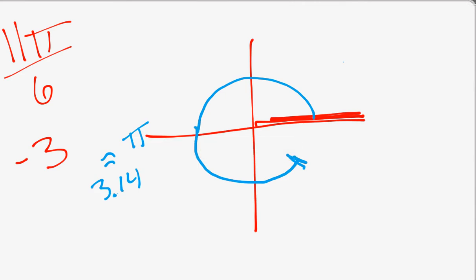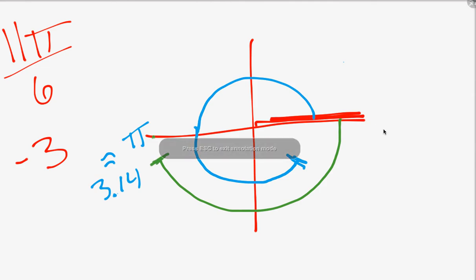So again, if I went clockwise pi radians, I would end up all the way over here. That's pi, right? So that's 3.14. So if I only need to go 3, I don't need to go quite all the way over there. It's going to be close to 3, but it's going to be 0.14 short. So it's just going to be just short of 3. So it should be something like that green one.